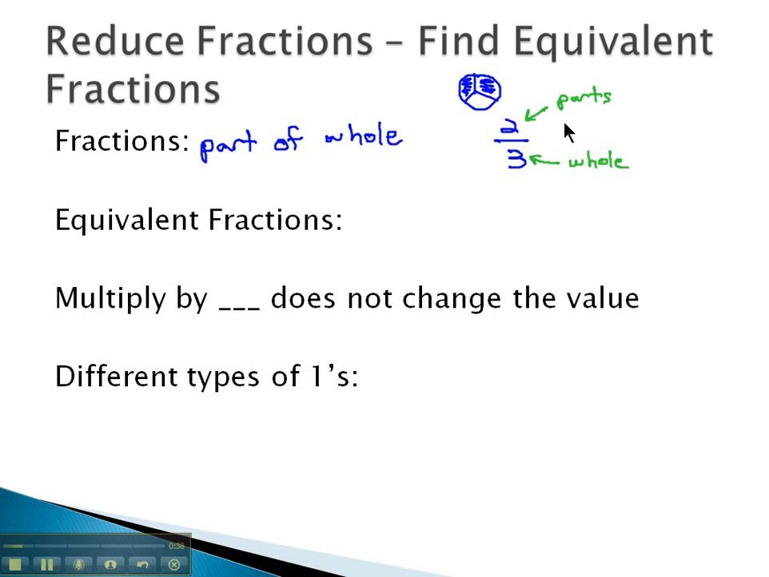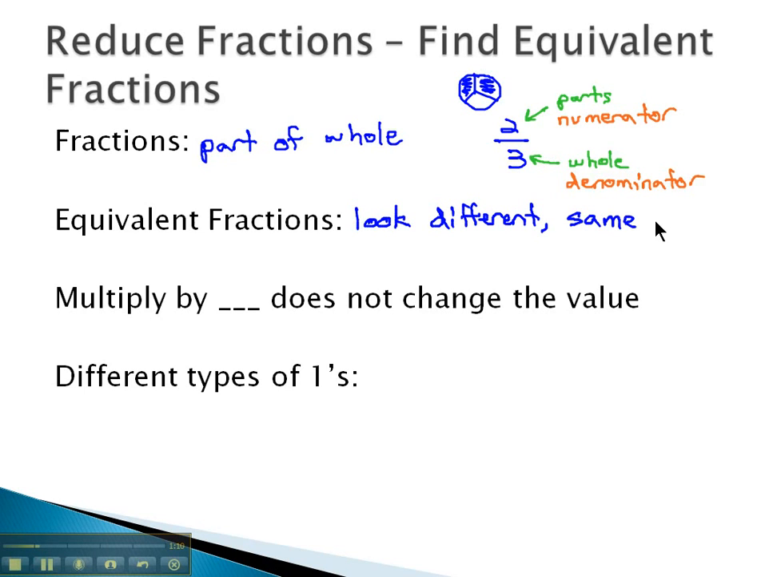A little vocabulary with that: the parts on top we call the numerator. The whole on the bottom we call the denominator. An interesting thing about fractions is there's sometimes several ways to express the same part as a whole. We call these equivalent fractions, or fractions that might look different, but have the same value.